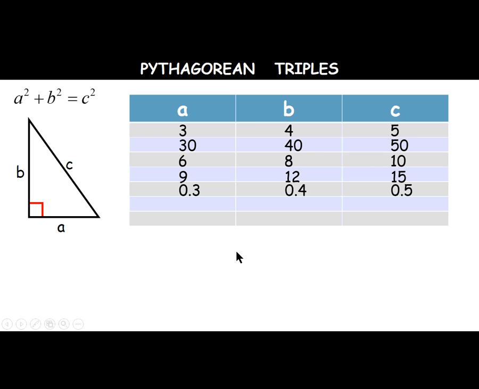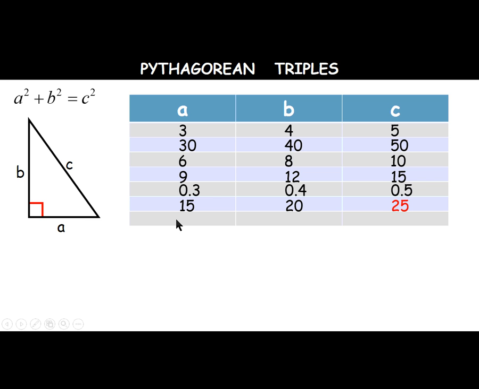So for example, a problem might be like this. If I gave you the sides of a triangle and I told you the 2 legs are 15 and 20, you might be able to spot that this is 3 times 5, this is 4 times 5, so the hypotenuse should be 5 times 5, which is 25.